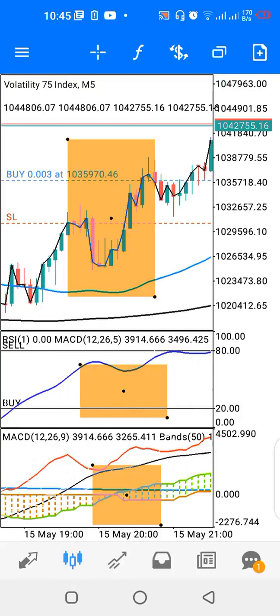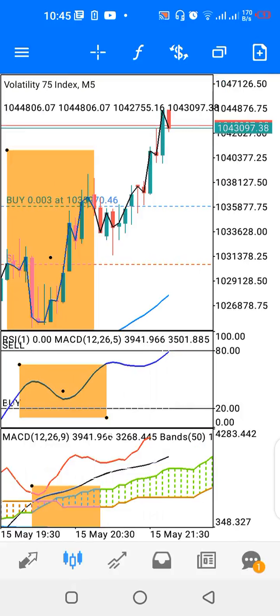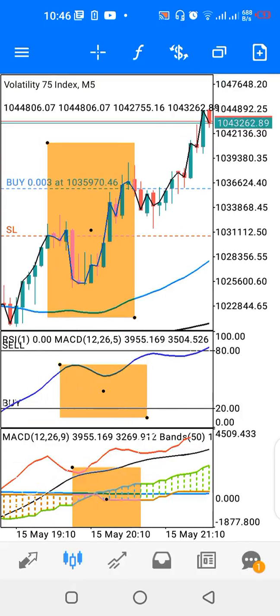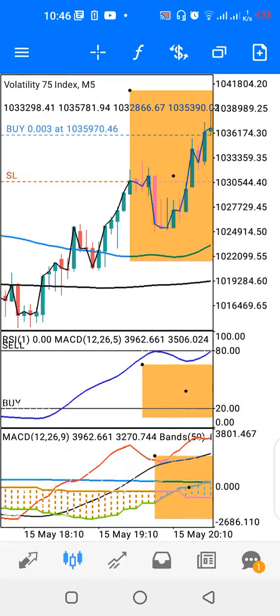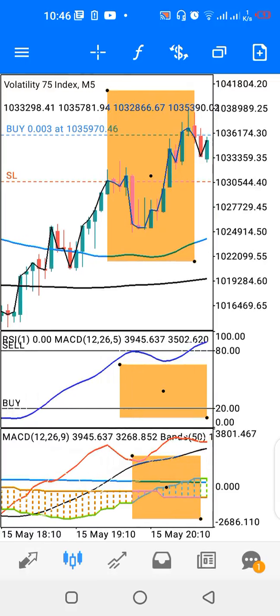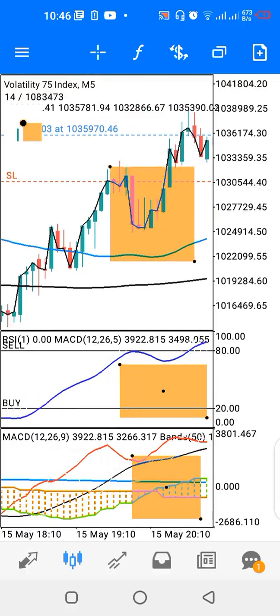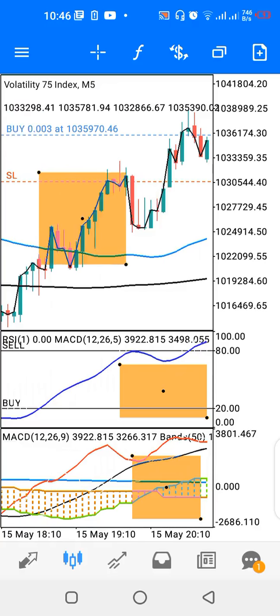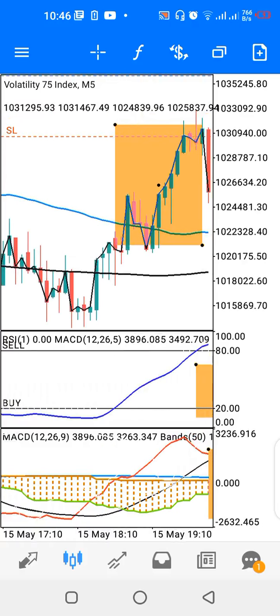As you can see, I'm in a trade and I'm in profit. But that is not what the video is all about. The video is all about how you can use this strategy to trade volatility 75 index and make profit. Now on the main window, this is my main window. I have some moving averages.